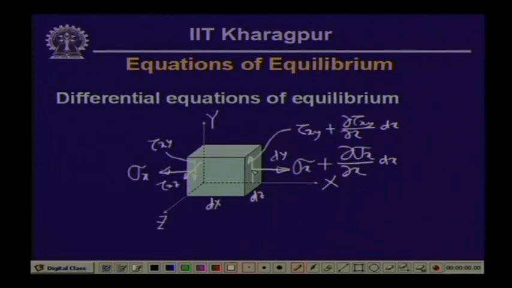We will have x, the z direction, tau x z, which is on this particular plane. So, when it is coming to this plane, there is a change over the length dx. So, tau x z plus del tau x z del x over length dx.